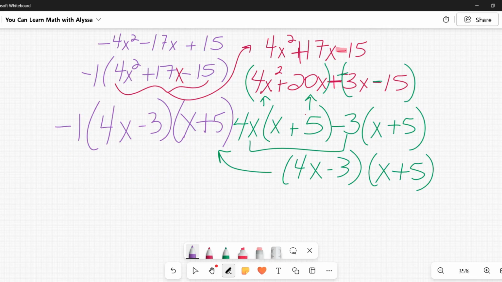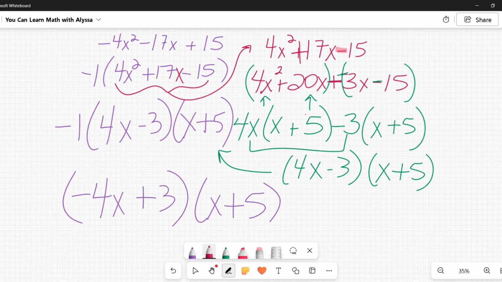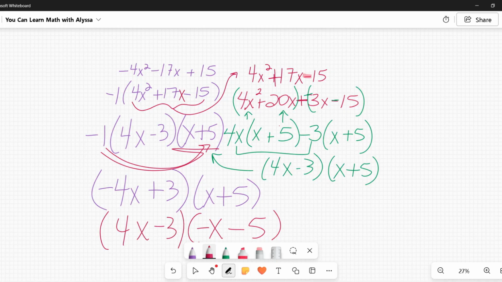So what that would look like, just to finish this up, if I did it into the first one, negative 1 times 4x is negative 4x. Negative 1 times negative 3 is positive 3. So it'd be negative 4x plus 3 times x plus 5. The other alternate version is if I multiply the negative 1 times this whole binomial. So negative 1, let me zoom out a little bit more. Negative 1 times x is negative x. Negative 1 times 5 is negative 5. And that 4x minus 3 stays as it is.